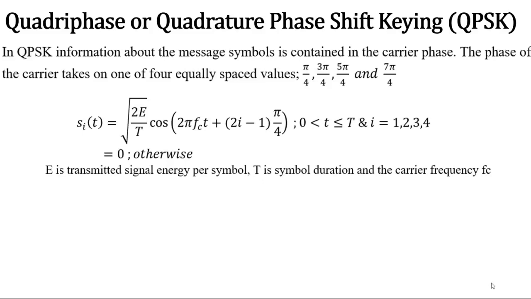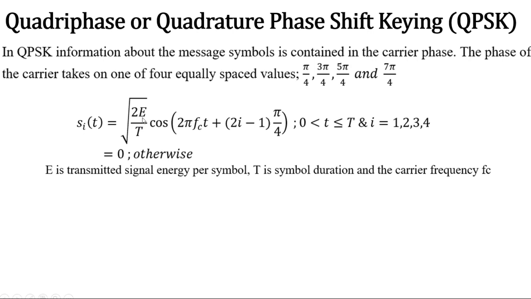So according to four phases, the equation will be si(t) = √(2E/T) cos(2π fc t + (2i − 1)π/4). In the previous BPSK, we used Eb and Tb, that is the transmitted signal energy per bit. In this case we are sending 2 bits, therefore we are using the symbol.